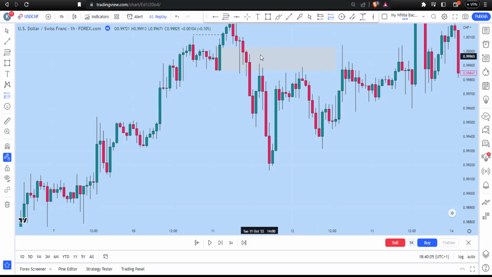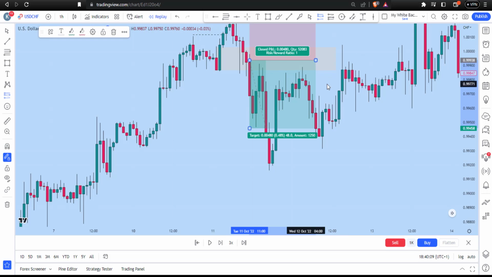You can decide to go to the lower time frame, since this is the 1-hour time frame, and then have a better entry. You can see another institutional reference point.